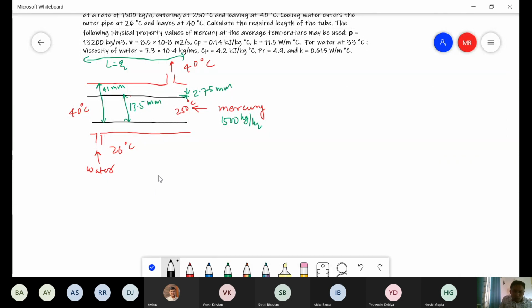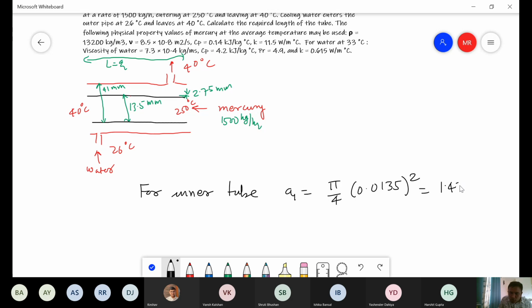Okay, so the area for the inner tube. For the inner tube, the area A1 is given as pi by 4 d square. The diameter is 13.5 mm, so that becomes 0.0135 square. So this area becomes 1.43 into 10 raised to power minus 4 meter square. This is the cross sectional area for the flow through the inner pipe.